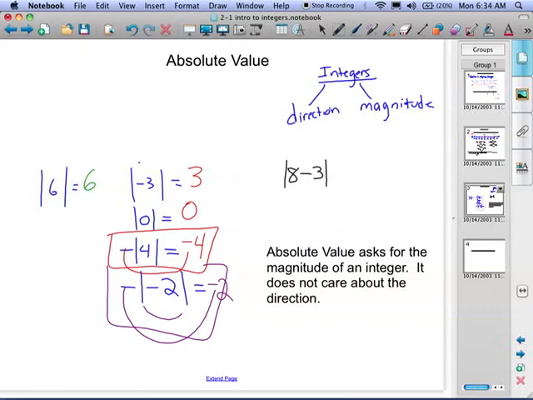Our last example is the absolute value of 8 minus 3. Absolute value symbols are also similar to parentheses in the sense that you're going to do the math inside before you do anything outside. So first we're going to do 8 minus 3. We do 8 minus 3 and we get 5. Bring down the absolute value symbol. Now we want to find the absolute value of 5, which is 5.